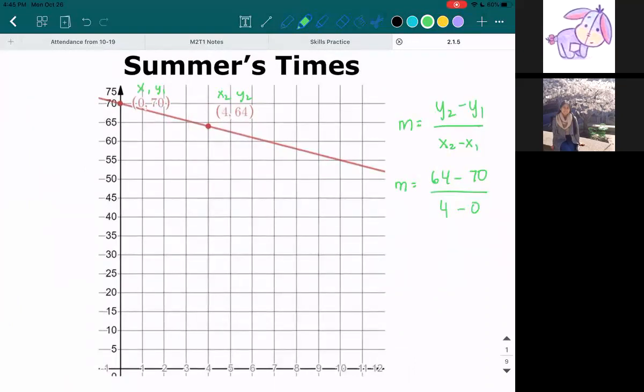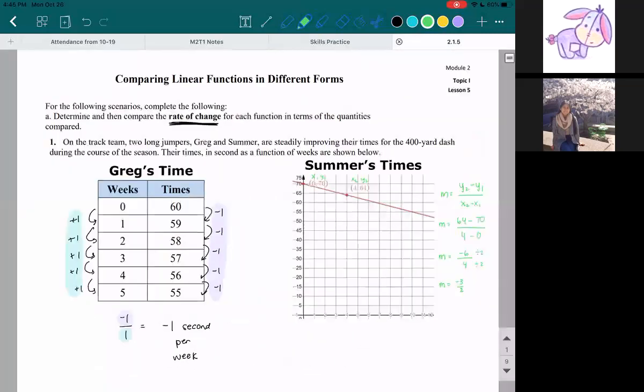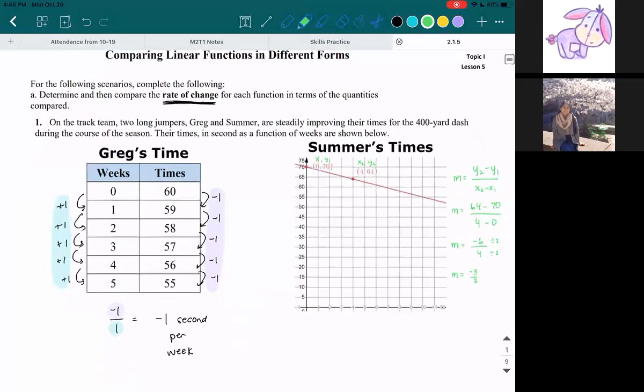Okay, and then we are simplifying this some more. We get 64 minus 70, that's a -6, over 4 minus 0, that's a 4. Simplify this fraction by dividing both the top and bottom by 2, their greatest common factor. We get -3 over 2. So Summer's rate of change is -3 over 2. And what does this -3 over 2 mean? It means -3 over 2 seconds per week. Okay, so Summer's time is going down by 3/2 seconds per week.